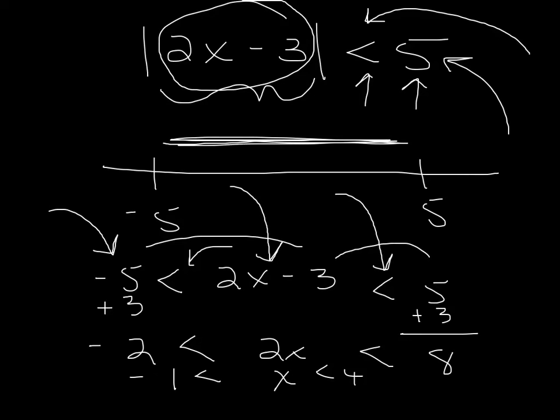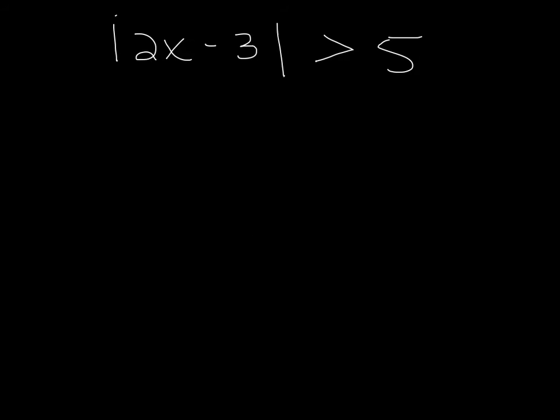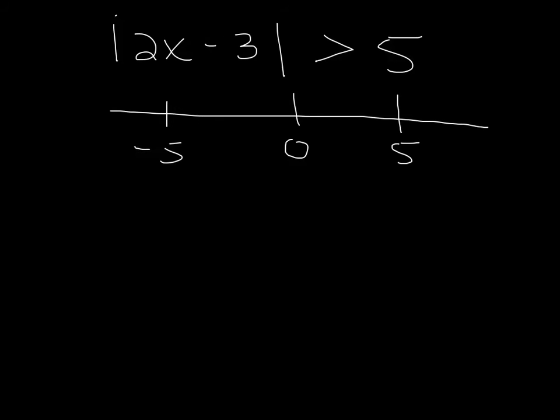Now let's look at one that's greater than. So this one is greater than 5, and I'm asking myself, what's the answer to make this expression greater than 5 steps from 0? And if I look at a number line, and this is 0, 5 steps from 0 would be out here or out here. Greater than 5 steps from 0 would be out here or out here.